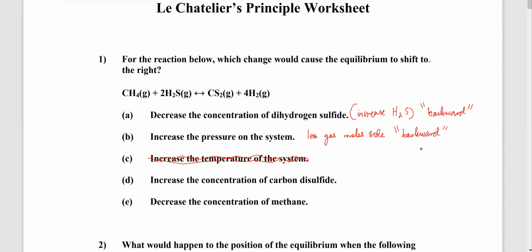Increase concentration of carbon disulfide, so it's going to try and do the opposite. It's going to try and decrease carbon disulfide, CS2. So the only way CS2 could be decreased is if the backward reaction is favored. So again, it's going to be the backward reaction. And the next one is decrease the concentration of methane. If I decrease the concentration of methane, it's going to try and make more methane. It's going to try and increase methane. And the only way that's possible is, again, if backward is favored.